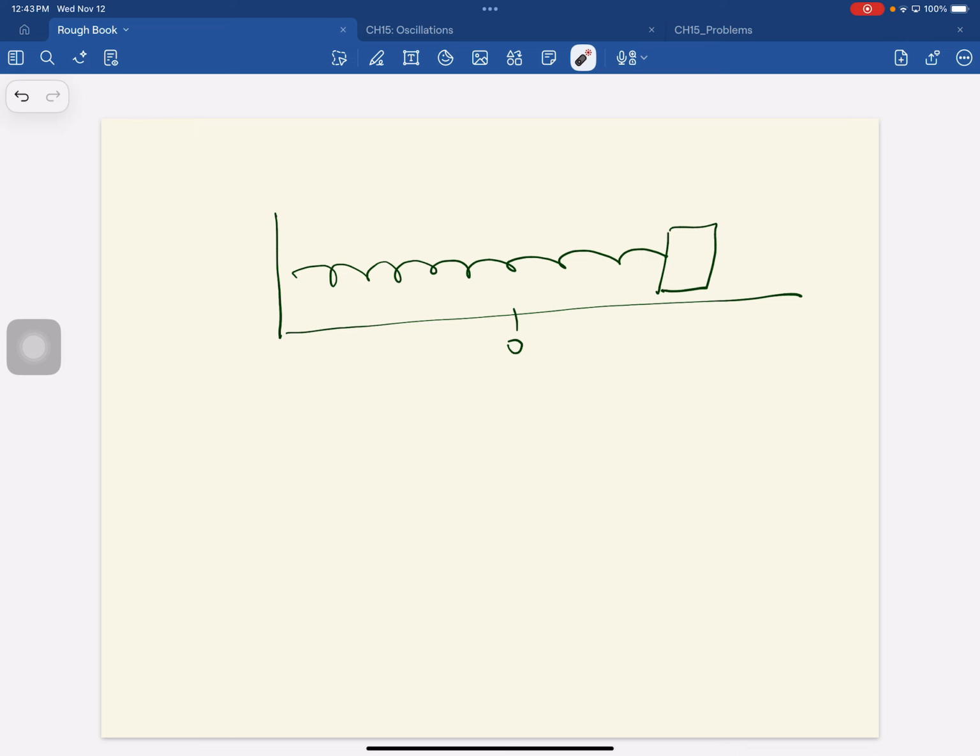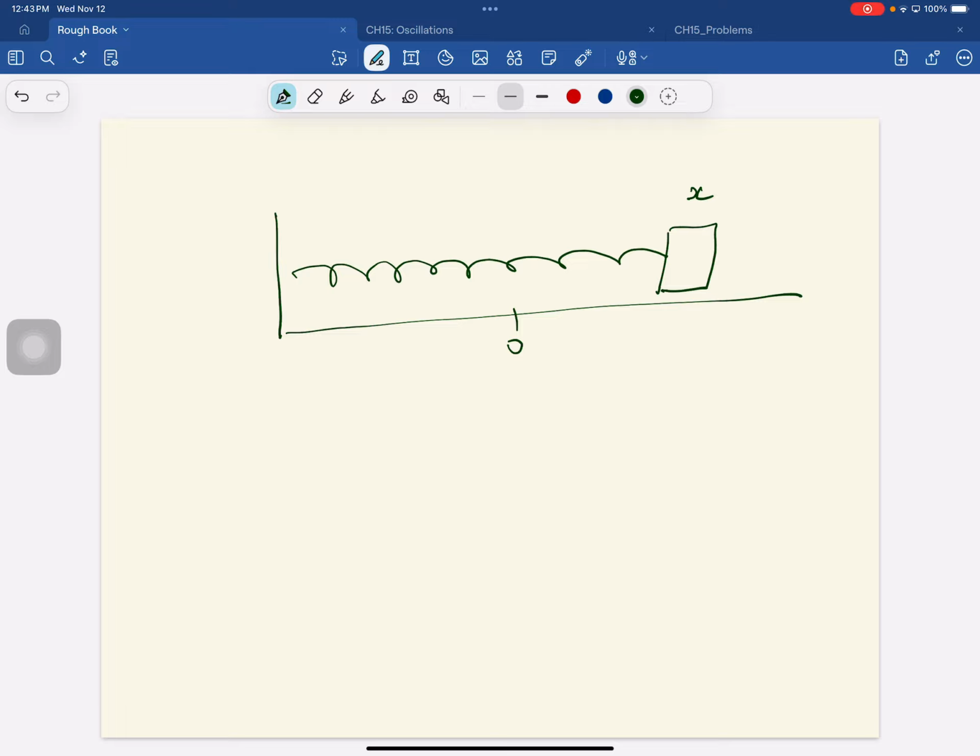Okay? So how do we describe the configuration of the system? How do we describe the state of the system? And you already know this. All we have to do is specify this position, the position of the mass. That one simple coordinate tells you the configuration of the system. So this is a fairly simple system.